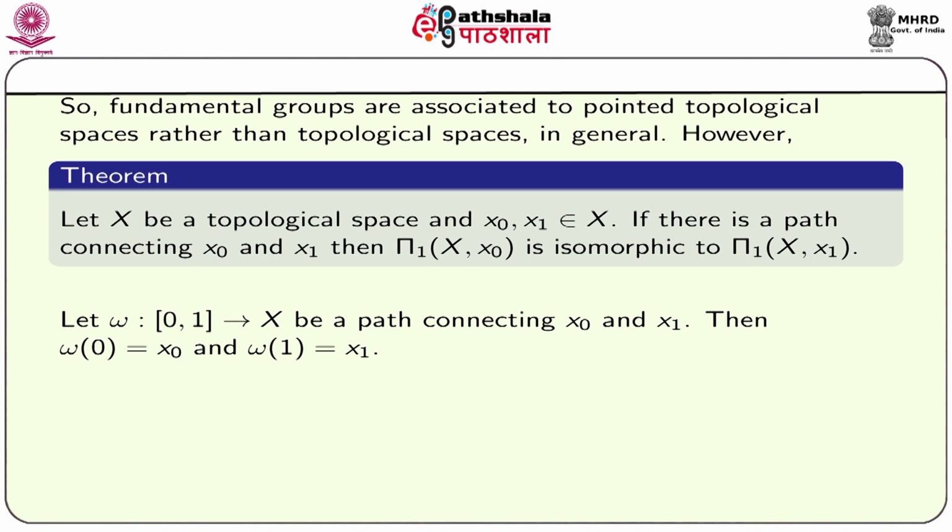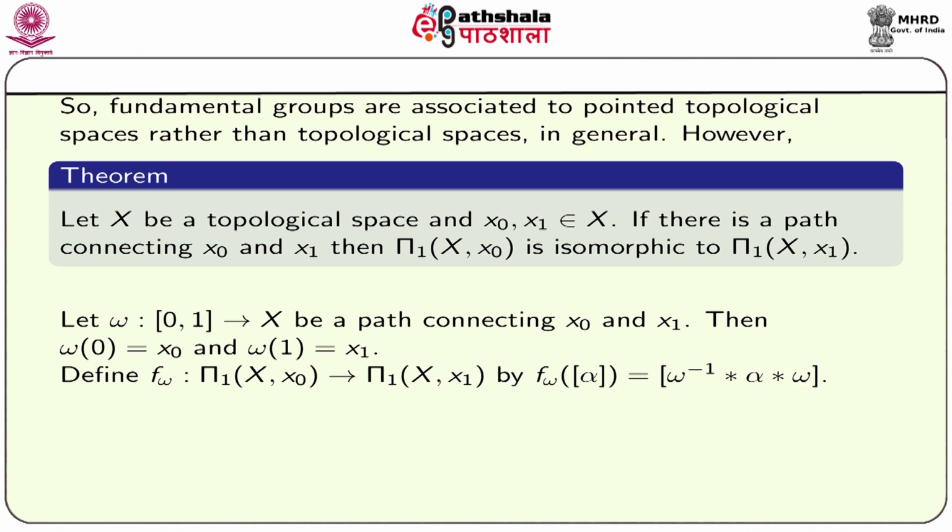How do I prove it? Suppose we have a path ω connecting x0 with x1, then ω(0) is x0 and ω(1) is x1. Now we define f_ω from π1(X, x0) to π1(X, x1) by f_ω of class α is equal to the class of ω inverse star α star ω.